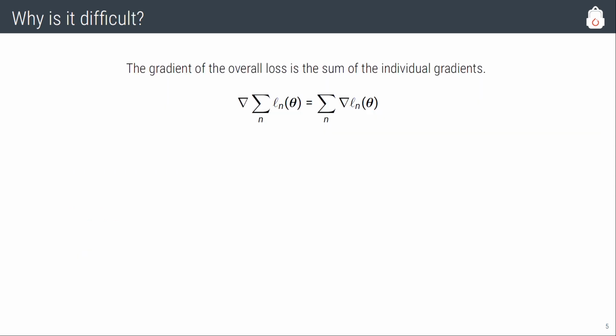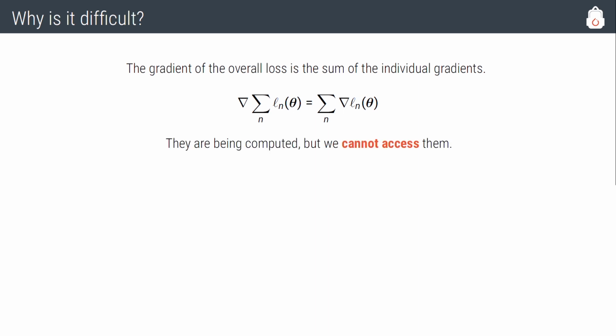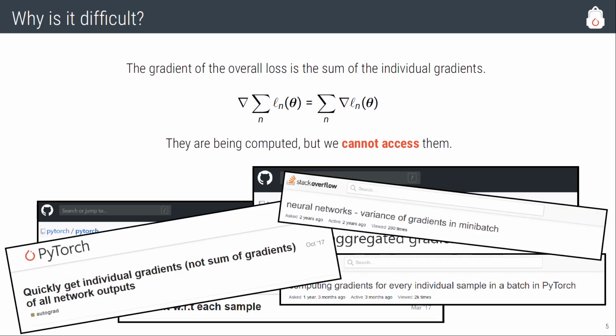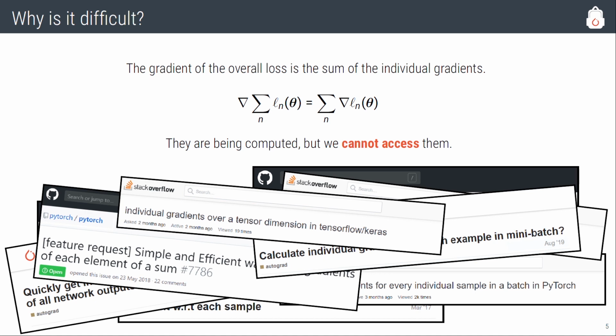Just by looking at the math, it's not obvious why it is so difficult. The overall gradient is the sum of the individual gradients, so the individual gradients are already computed during the backward pass, even if implicitly. The main problem is that we cannot access them directly because they are automatically aggregated, and similar problems hold for other quantities that have been asked for by the machine learning community.